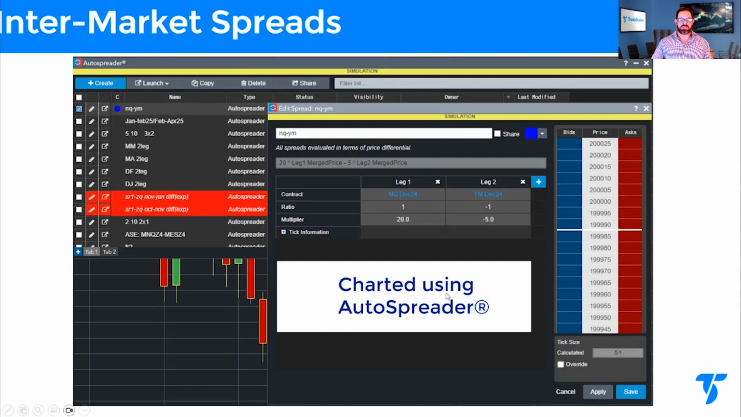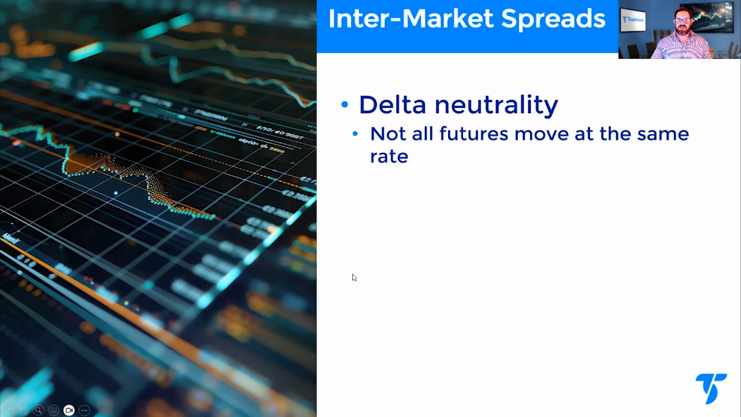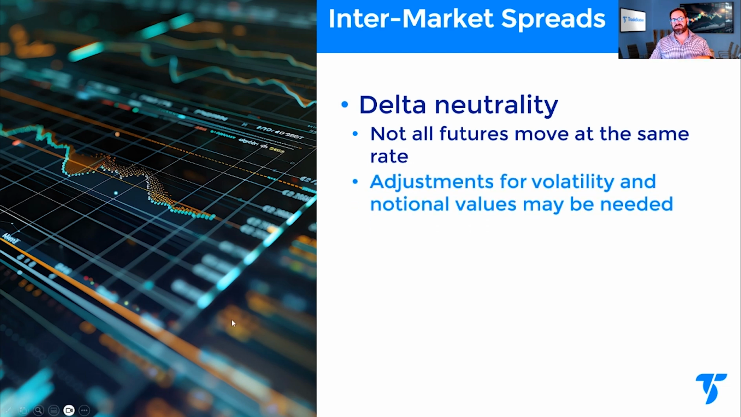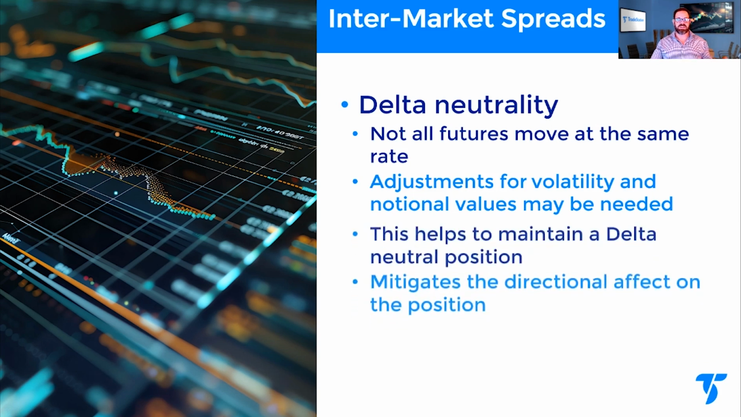And you create those charts using Auto Spreader, which is simply a widget found on Futures Plus. Now, another thing we might have to do is called delta neutrality. Not all futures move at the same rate. Some of them are more volatile than others, and we need to take that into account when we're charting and trading the spreads. So you might have to make some adjustments, not just with the notional values, but for volatility, meaning you might need to trade more of one contract than you do of the other. That's called delta neutrality.